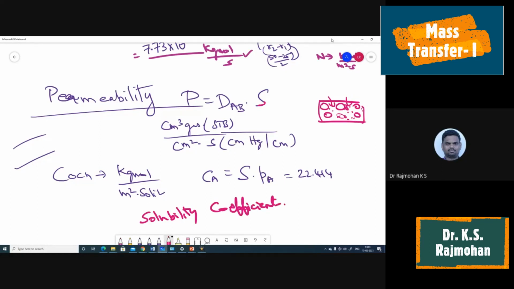So this will have the unit of centimeter cube gas at STP per centimeter cube solid, divided by pressure also, centimeters of mercury.